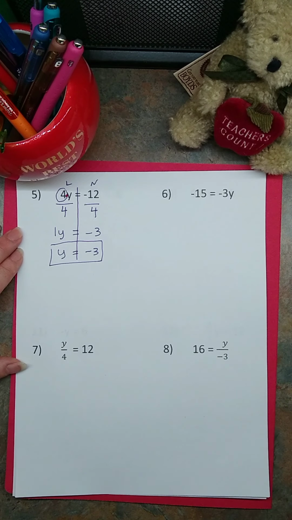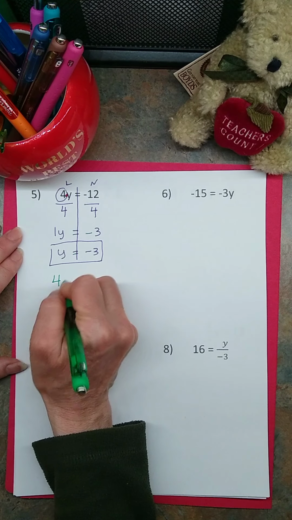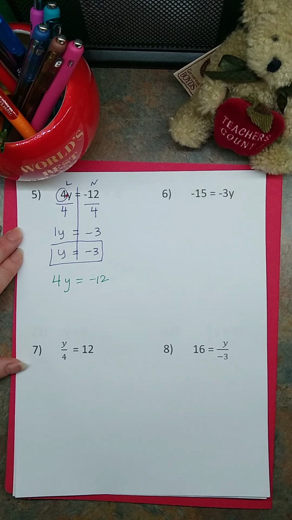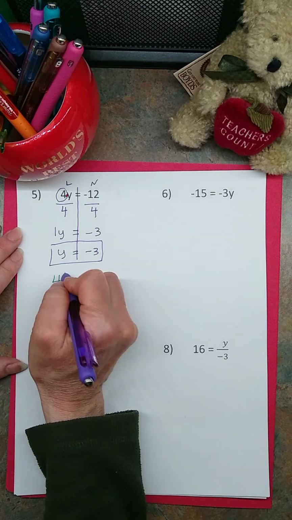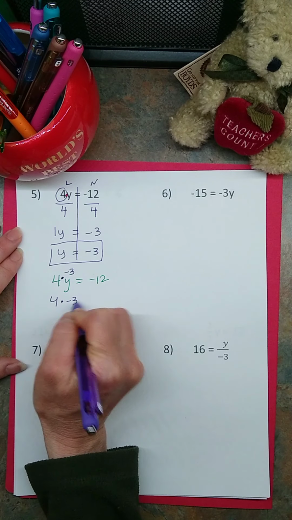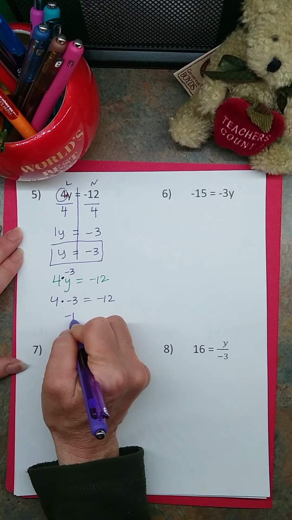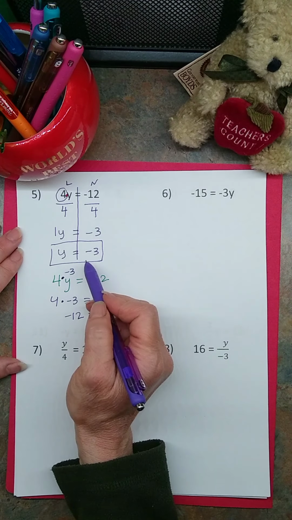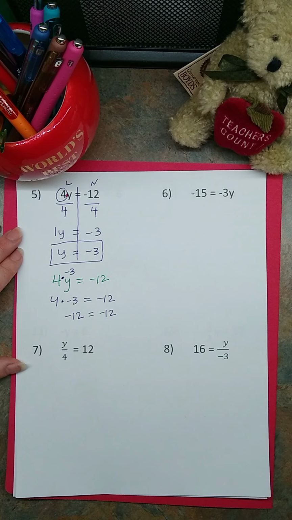Now to check it, you would go back to the original problem. In the spot marked y, put the value that you found. This is times. Is 4 times a negative 3 equal to negative 12? Yes, it is. So our final answer is y is negative 3. So go ahead and try number 6.